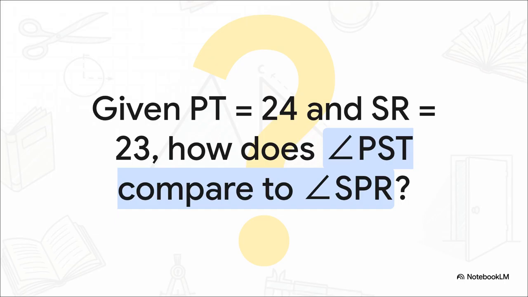Okay, ready for another one? This time, we're going to need the converse. In this picture, we know the top sides match, and the two triangles share that diagonal side PS. We're told that PT is 24 inches long and SR is 23 inches long. So the question is, how do their opposite angles, PST and SPR, compare?